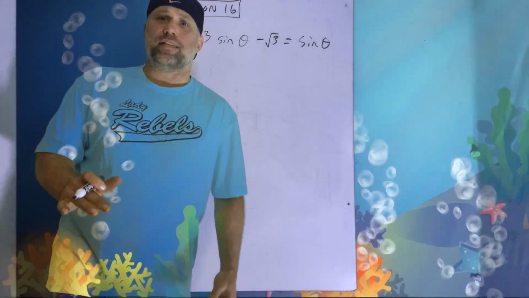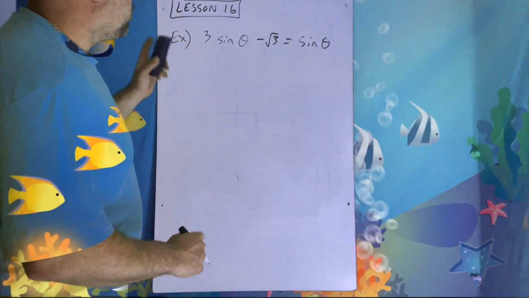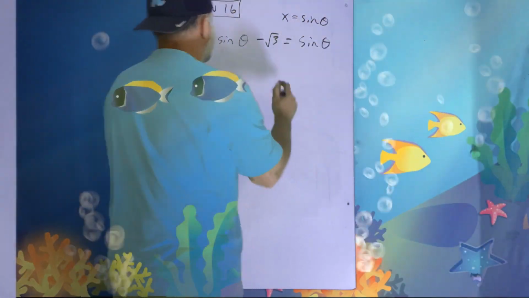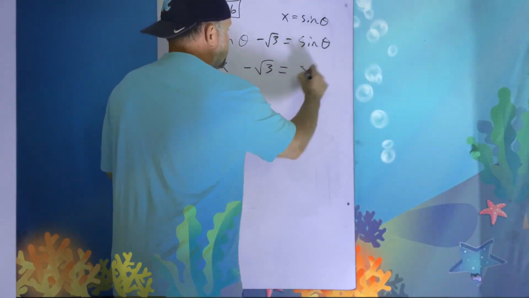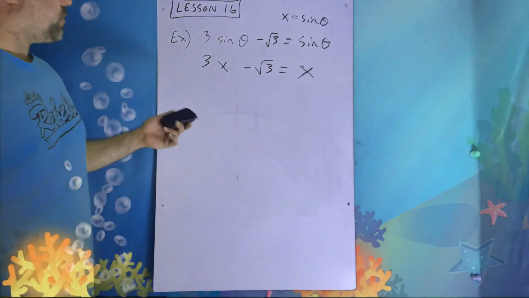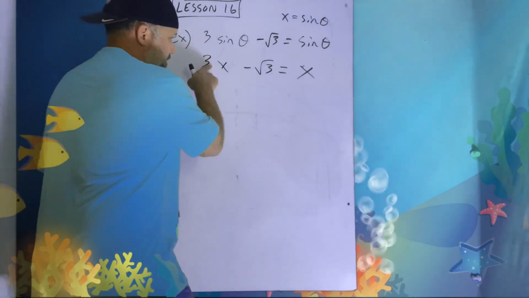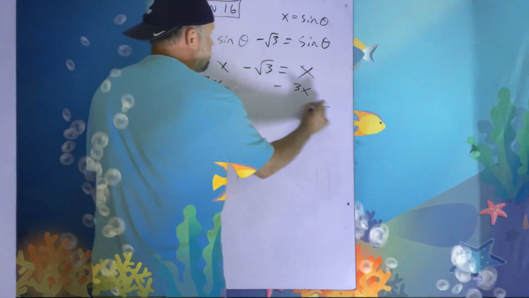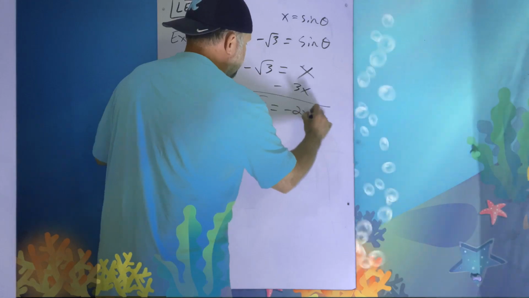All right, last example. Hopefully this is enough to get you guys going on your homework. Once again, going to let x be sine theta. Switch these all over to x's so it makes it easier for us to solve. So if I'm going to solve this, I want to try to get x's all on the same side. I think it'd probably be easier to move this 3x over this way. So I'm going to subtract 3x over to this side. That's going to give me negative radical 3 equals negative 2x.